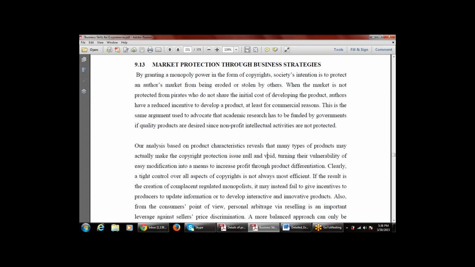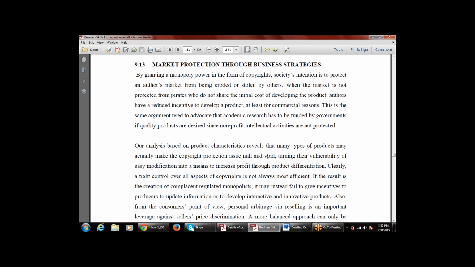If the result is the creation of a complex, calculated monopolist, it may instead fail to give producers the incentive to update information or to develop interactive and innovative products. Also, from the consumer's point of view, personal arbitrage via reselling is an important leverage against seller price discrimination. So this is one of the different ways used whenever we say market protection through various business strategies.